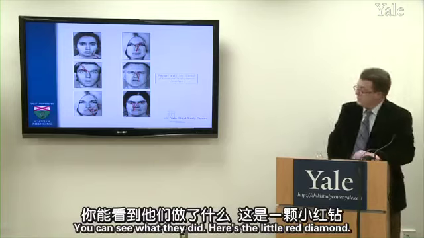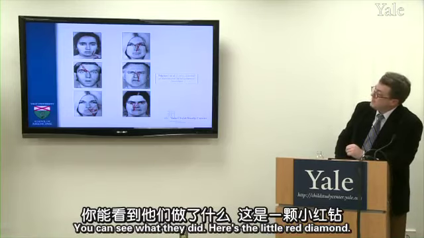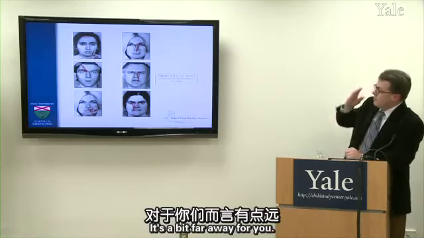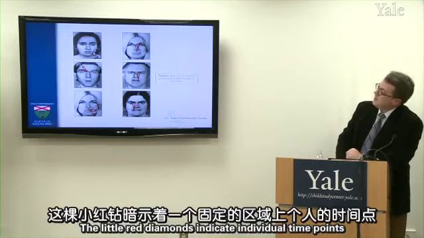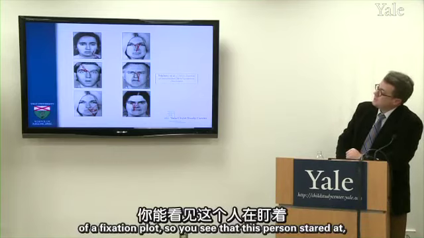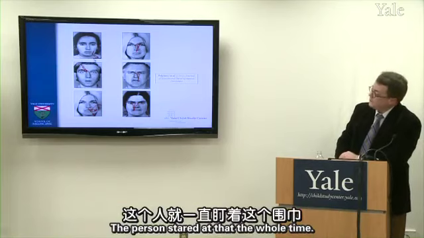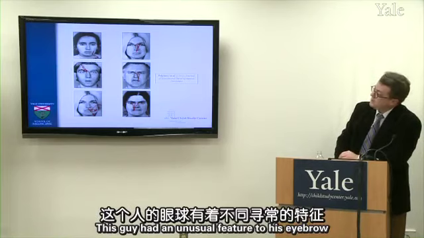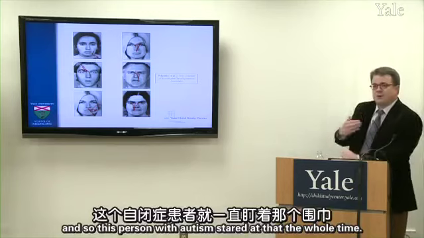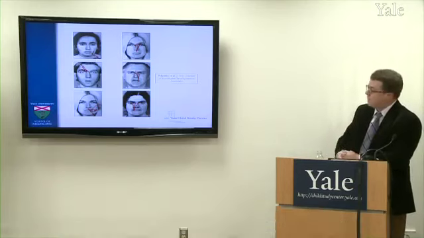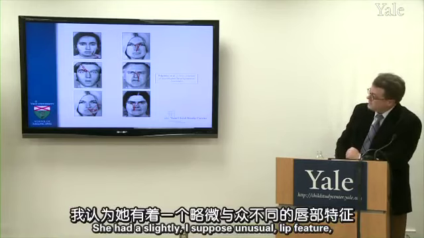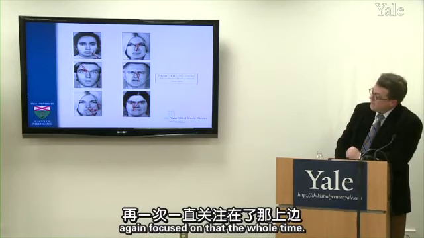And you can see what they did. Here are the little red diamonds. It's a bit far away for you, but the little red diamonds indicate individual time points of a fixation plot. So you see that this person stared at, she actually had an unusual shawl over her shoulder, and the person stared at that the whole time. This guy had an unusual feature to his eyebrow, and so this person with autism stared at that the whole time. She had a slightly unusual lip feature, again focused on that the whole time.